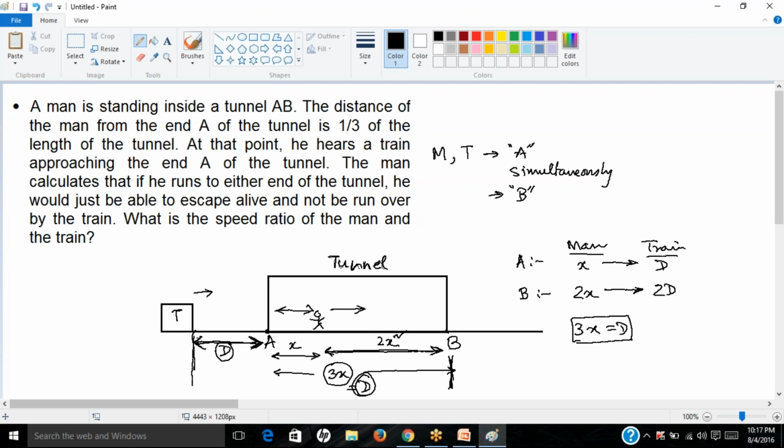So as a result, now what can you say? So what is x basically? So x is nothing but d over 3. So now the question is solved.